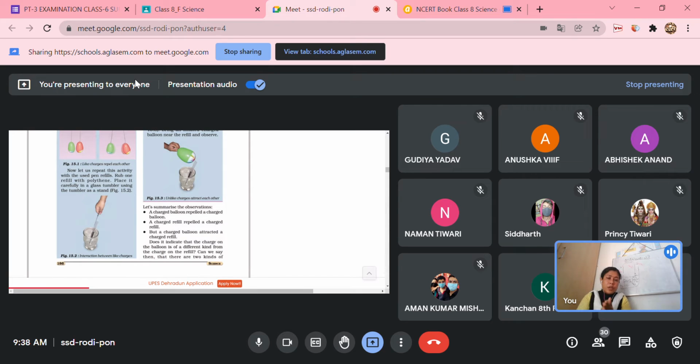So, interaction between the charges. First of all, what we have done is taken two balloons and hung them on the wall in such a way that the two balloons are not touching each other. Are you able to see the board? Yes, ma'am.